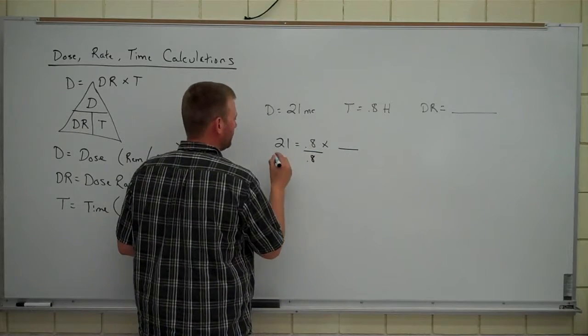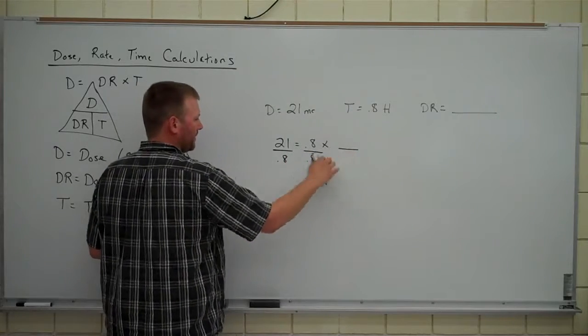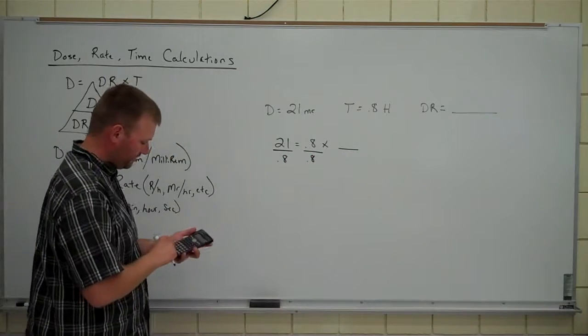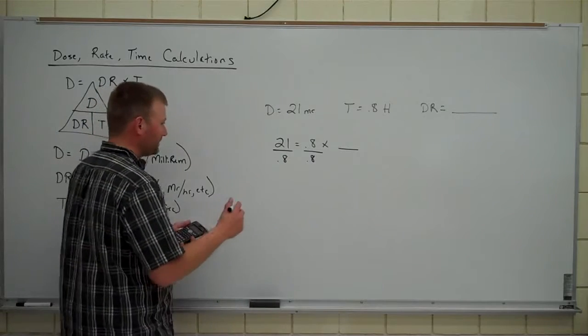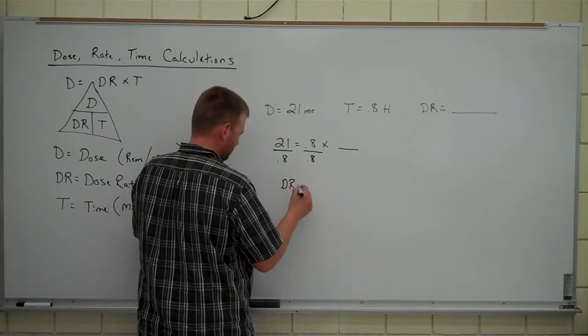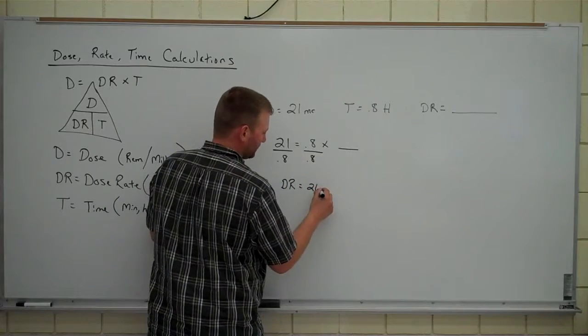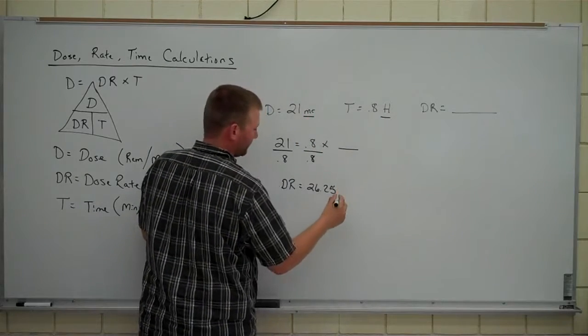We need to get 21 over here, get 0.8 underneath it. So we divide this guy out. We need that all by itself. So 21 divided by 0.8 tells us that that value of dose rate equals 26.25 MR per hour.